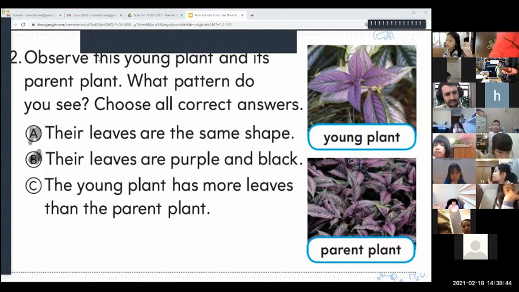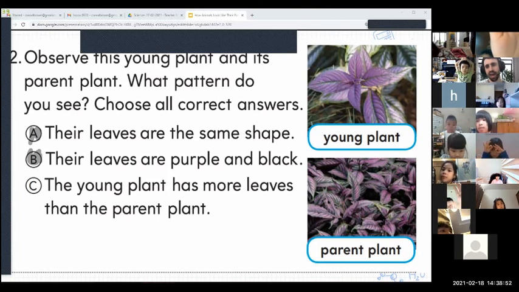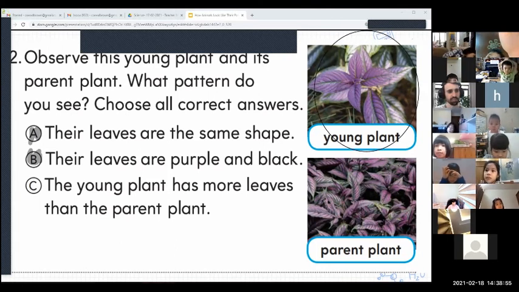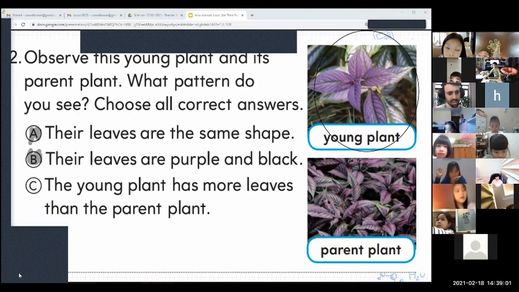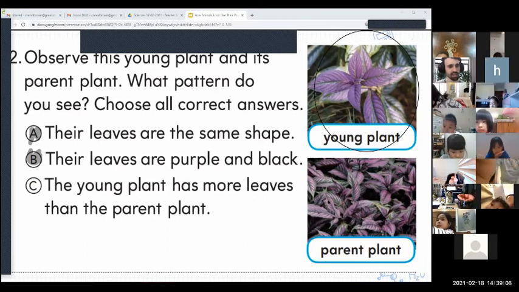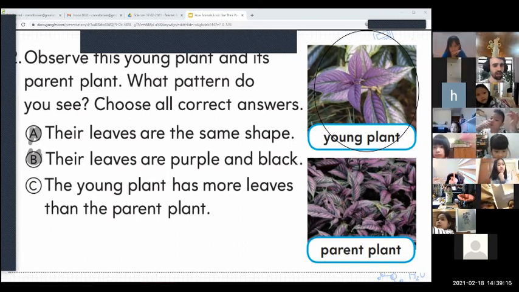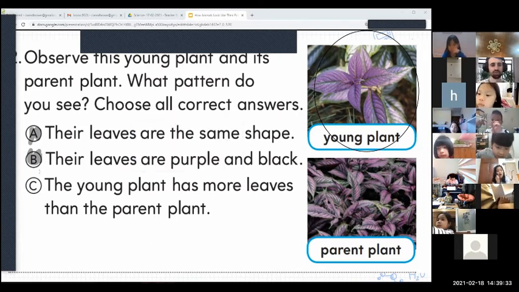Can someone answer me? Does this young plant over here have more leaves than the adult plant? Raise your hand if you would like to answer. We have Salmon, Banana. Anyone else? Okay, let's have Daisy. Daisy, does the young plant have more leaves than the parent? No. Good job, Daisy. No, it does not. So we do not circle this answer.